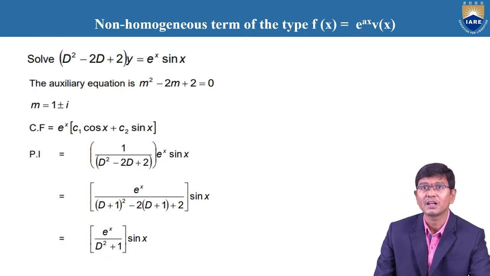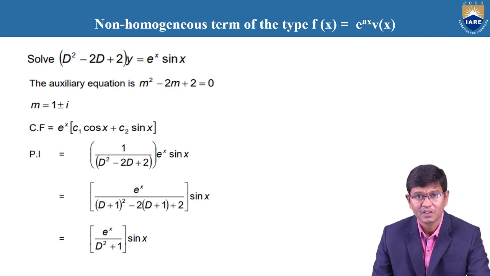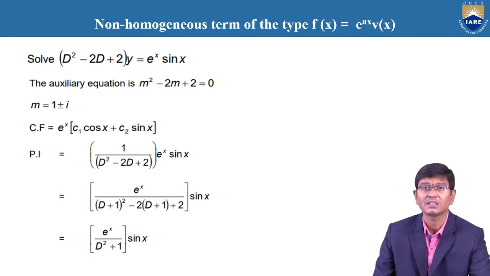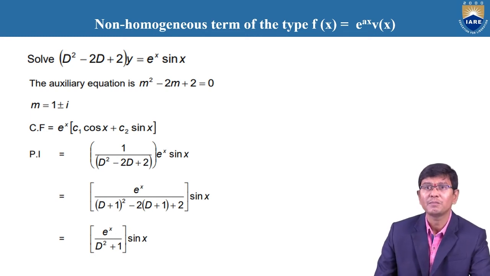Now we need to check one other problem, that is D square minus 2D plus 2 into y is equal to e power x into sin x. And here once again we need to write the auxiliary equation and find the complementary function. Therefore, with the help of the auxiliary equation, m square minus 2m plus 2 is equal to 0. That means we replace D with m.